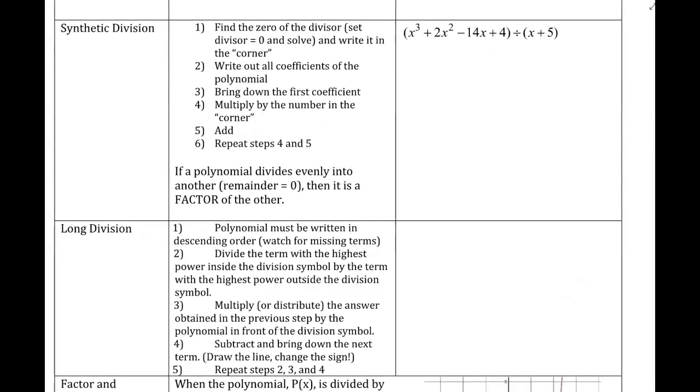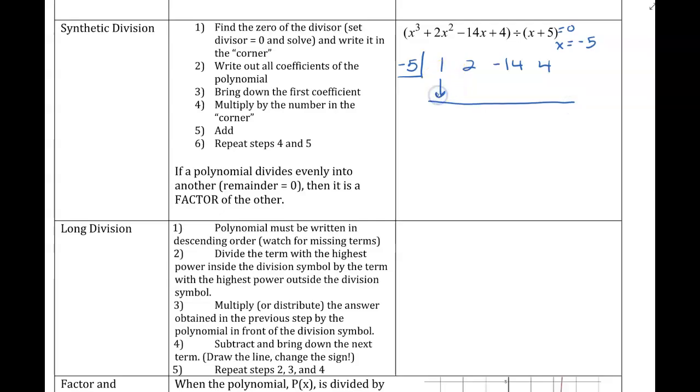Next, we have our synthetic division. For synthetic division, you're going to take the 0 of the divisor. That just means what you're dividing by. If you were to set that equal to 0 and solve, we'd get x equals -5. I'm going to put that in what we call the corner. And then we're going to take our coefficients, and the coefficients are 1, 2, -14, and 4.